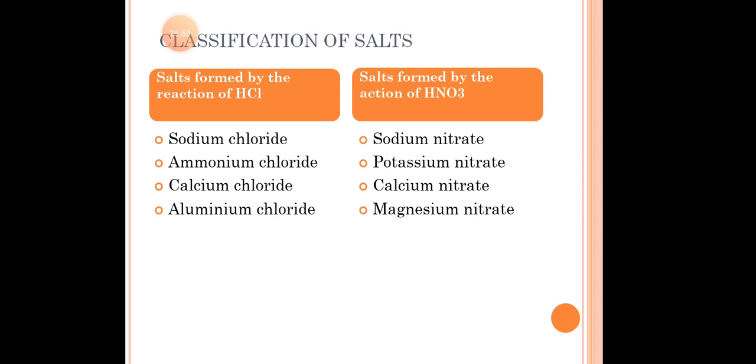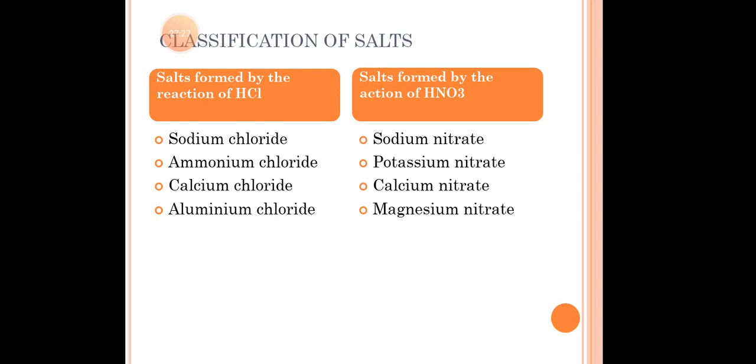Now, normally only till phosphate we have, but still to be on the safe side, I've given you oxalate and acetate salts also. If phosphoric acid, H3PO4, and a base react with each other, you get phosphate. If oxalic acid, that is COOH taken thrice, reacts with a base, you get oxalates. If acetic acid reacts with a base, you get acetates.